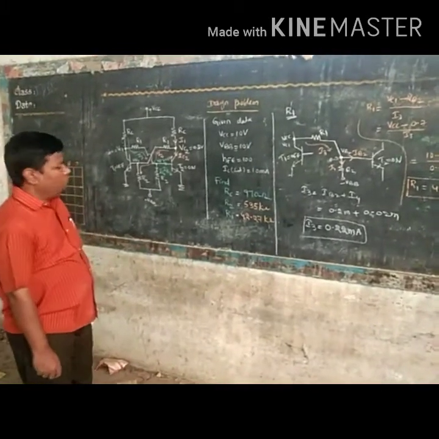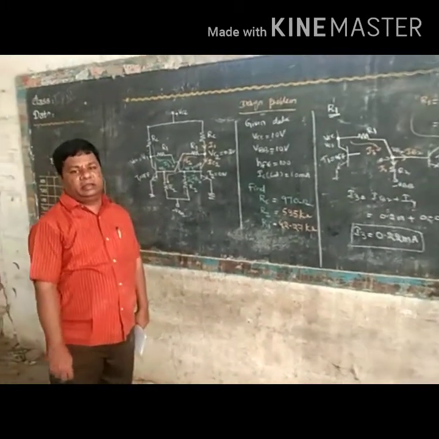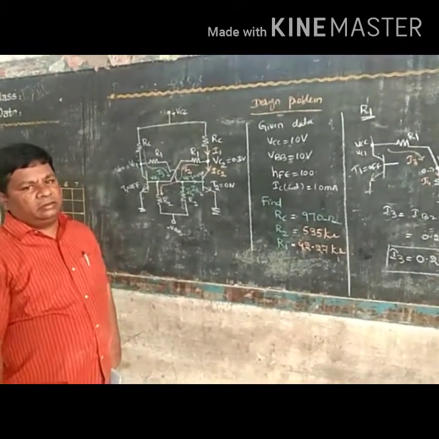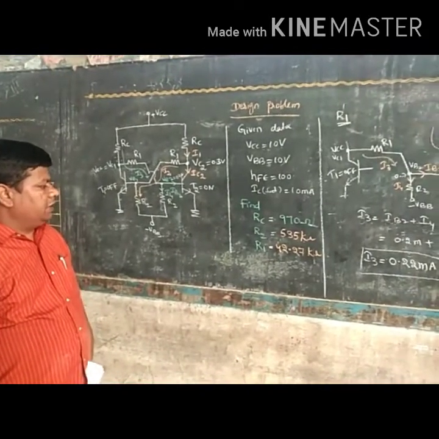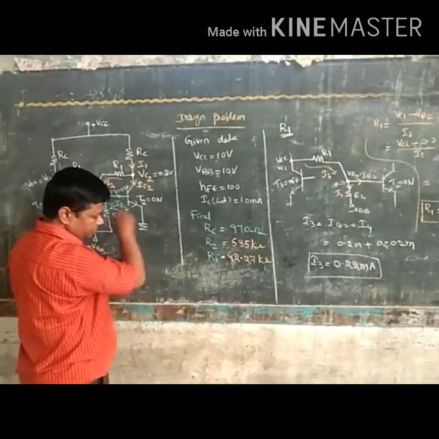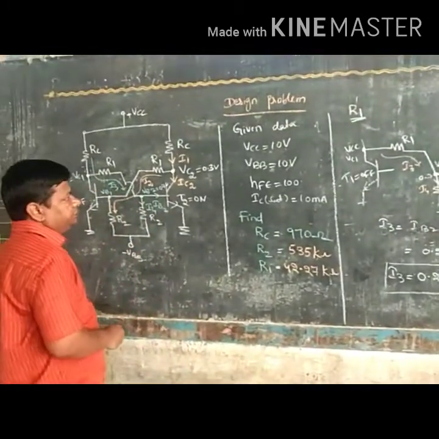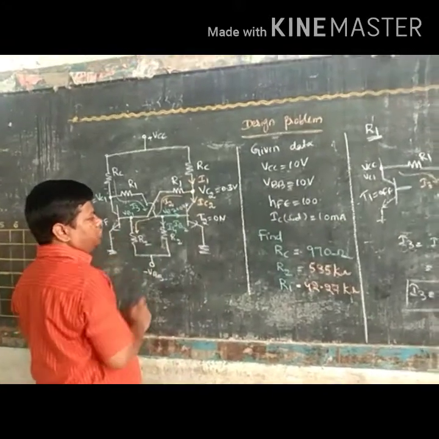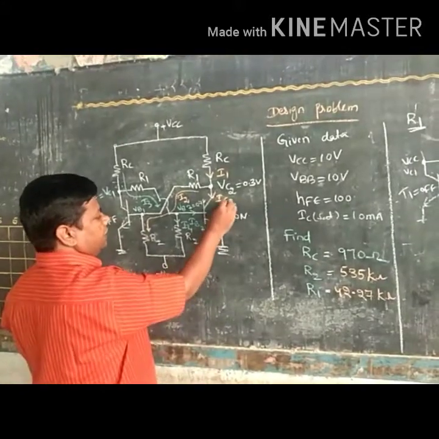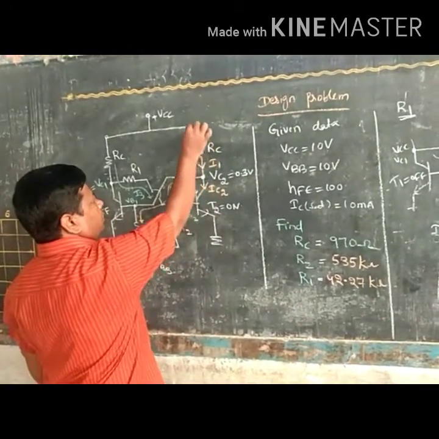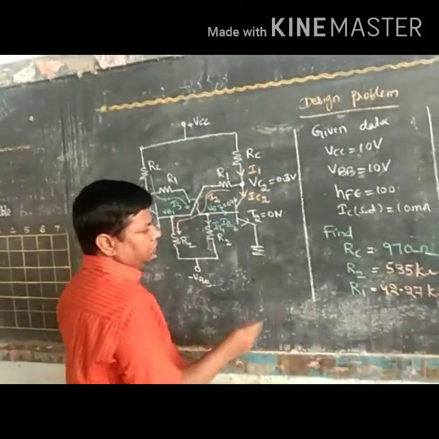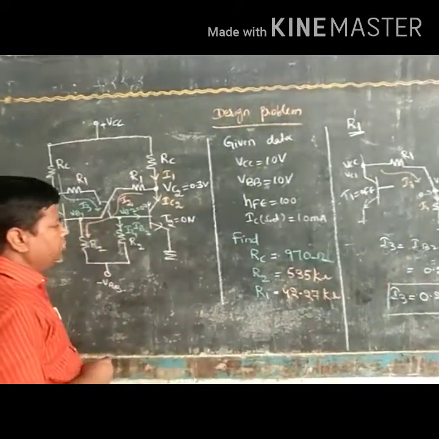Once again, while designing any circuit, we have to make some assumptions. We have to follow certain assumptions and given data, and then calculate the resistor values. First calculate the RC. Let us assume T2 on. Whenever T2 is on, its collector voltage is 0.3 and maximum current flows in this direction. Then RC is equal to VCC minus VC2 by I1. I1 is equal to IC2. From that, RC is equal to 970 ohms.